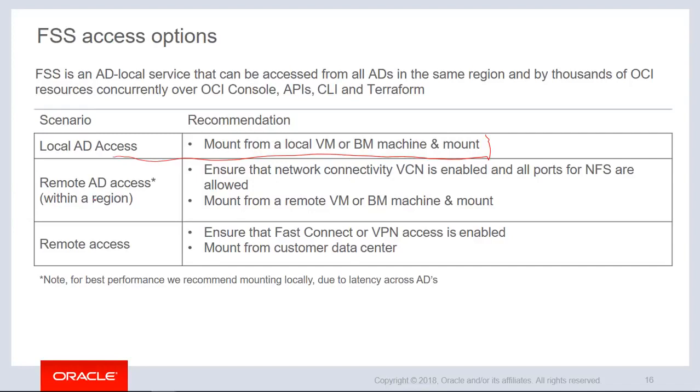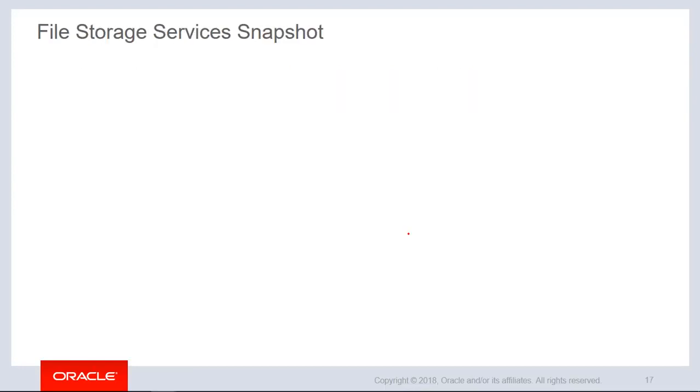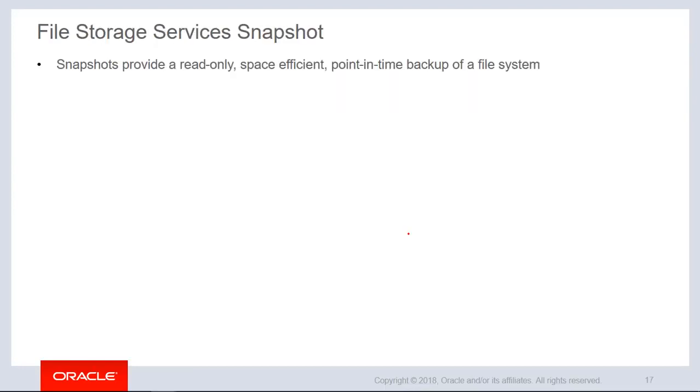You could have remote AD access. So within a region, you could go to another AD and you could access the mount target. You can also do remote access, so you could access the file system from other regions, or you could use it from your customer on-premises environment as well. The last feature we really want to talk about here is Snapshot.